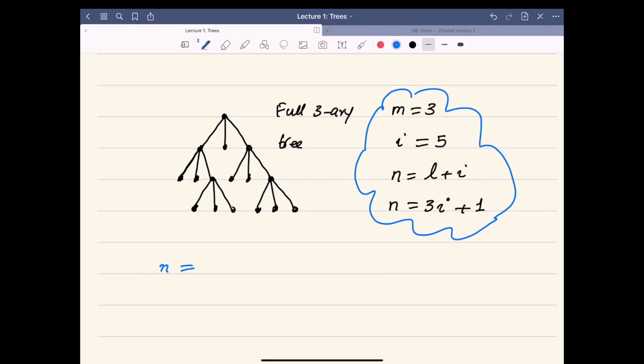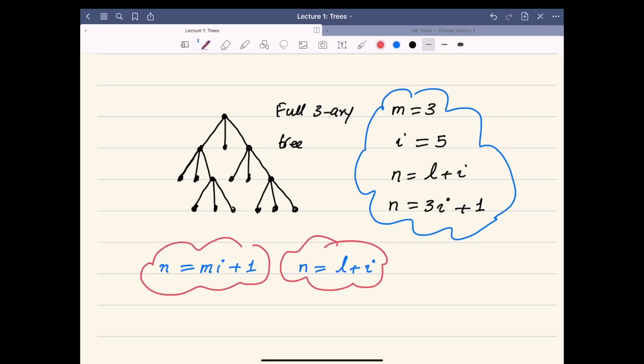First is that n is equal to mi plus 1. And the second one is that n is equal to L plus I. From these 2 equations, if you know m and you know I, then you can find n and you can find L. If you know m and you know n, you can find I and you can find L, and so on. And this is what the theorem in the slide was about. Now let us go back to the theorem and try to show you how to find those equations from only these 2 equations. And remember that we have a full m-ary tree.